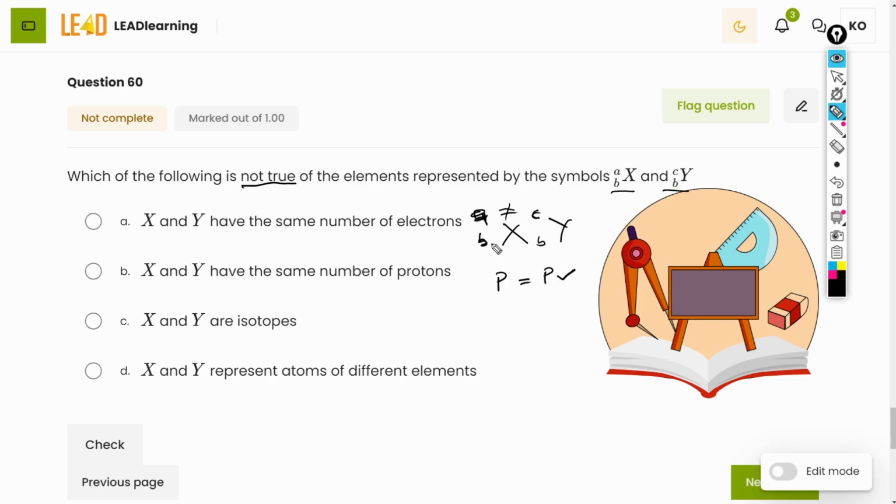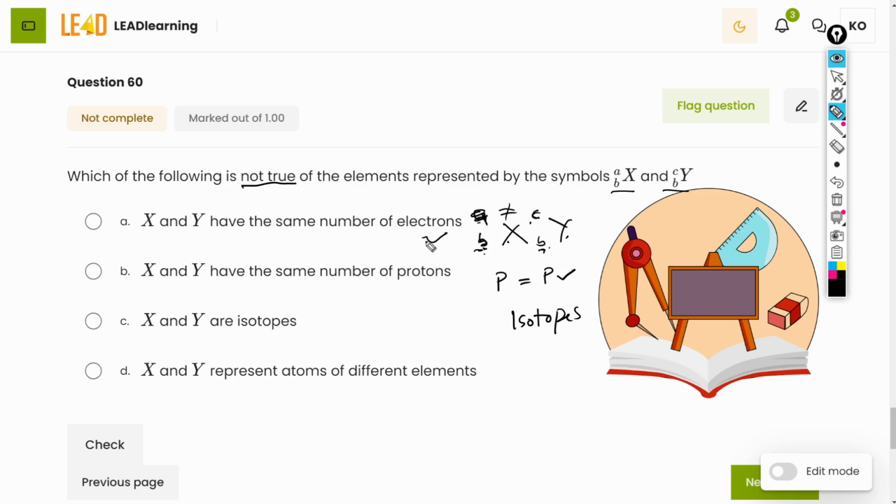So what this tells us here is that the fact that their proton numbers are the same means that they are atoms of the same element. And when we have atoms of the same element, because they have the same proton number but different atomic mass, then we are looking at the concept or the phenomenon of isotopy. That means X and Y are isotopes of the same element. So let's check our options. A says X and Y have the same number of electrons. This is true, because if their proton numbers are the same, it means that their number of electrons will be the same, because we said that proton number is the same as electron number.